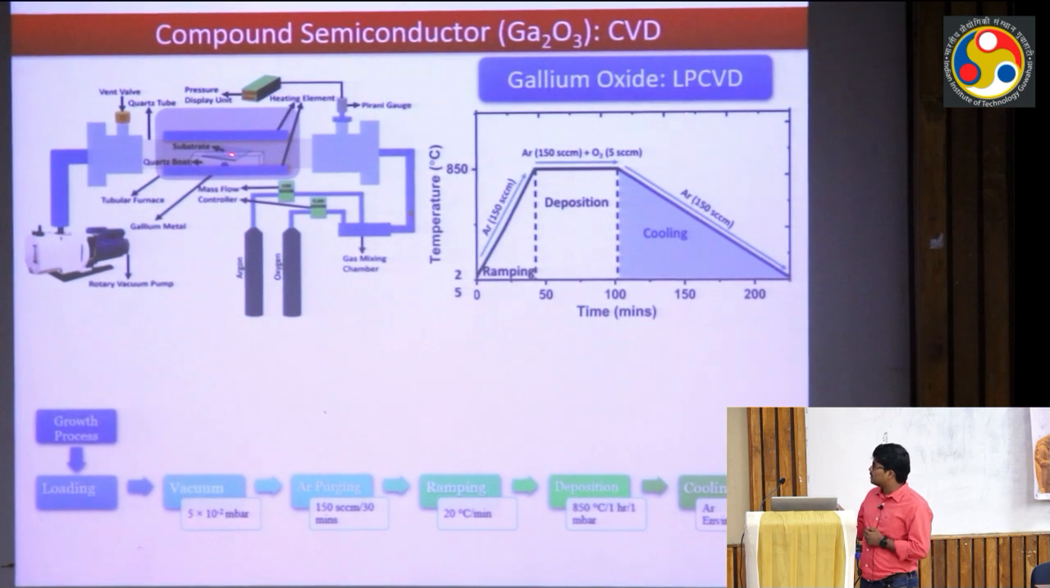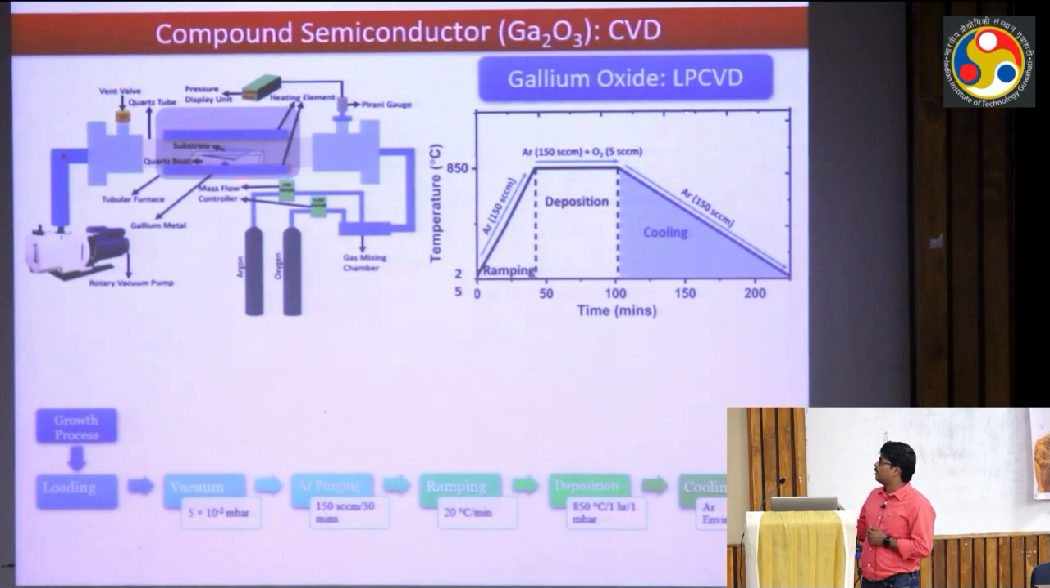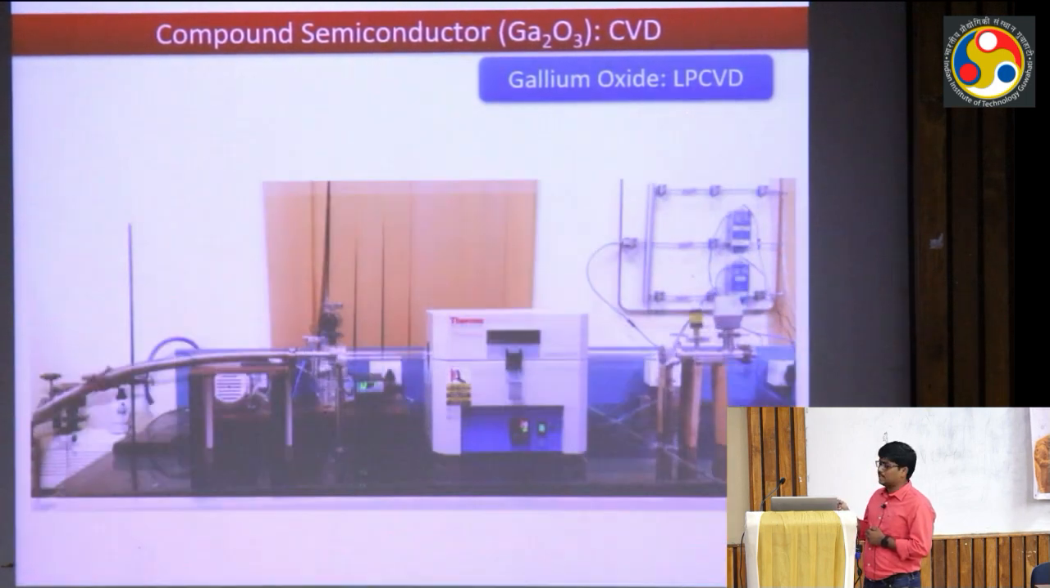So inside this is the reactor or the furnace, and inside this we have a board, and below the board we have this gallium metal, and the oxygen and argon gas is flowing inside the chamber, and under some high temperature, around 850, we are getting this gallium oxide deposited on the substrate. So this is the temperature profile that we are using when depositing this gallium oxide.